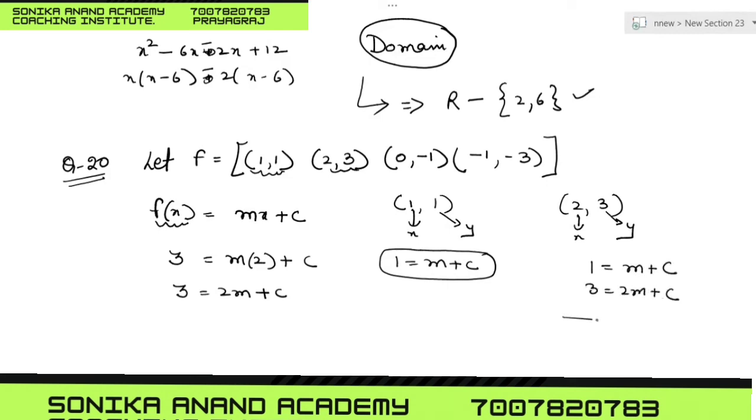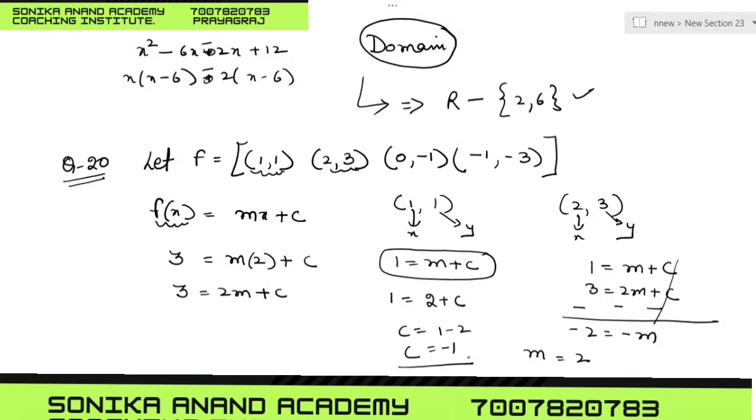Now subtract them. c is cancelled. It is minus 2, this is minus m. So what is the value of m? That is 2. Okay? Now we substitute over here. So the value of c becomes what? 1 minus 2. That is minus 1.